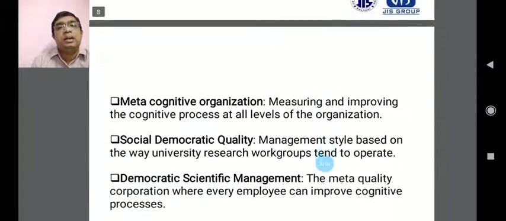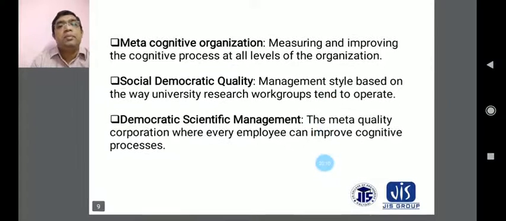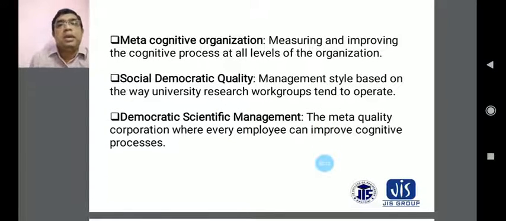And another thing, metacognitive organizations. Metacognitive organizations measure and improve the cognitive process at all levels of the organization. Sometimes we only measure but do not improve the cognitive process, which is not fair. So metacognitive organizations come from measuring as well as improving the cognitive process at all levels of the organization, and that will satisfy the customers.